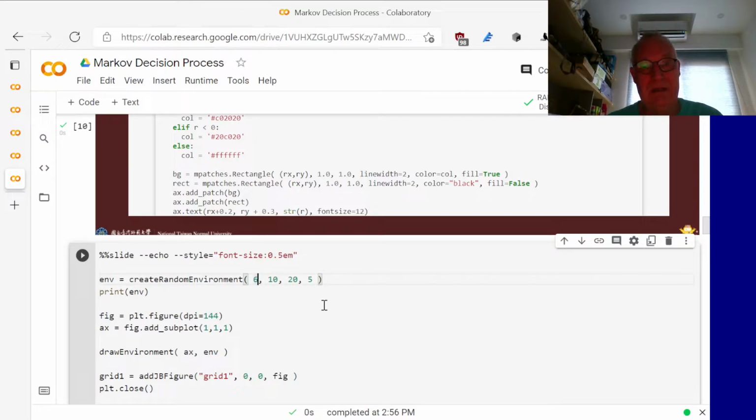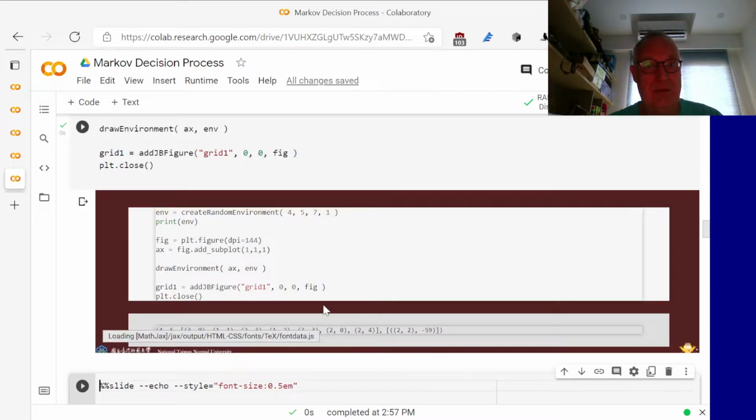So let's not make it so complicated. Let's just make it a 4 by 5 environment with, let's take 7 obstacles and 2 or 3 reward cells. Oh, 1 reward cell. Okay, then let's see what we get.